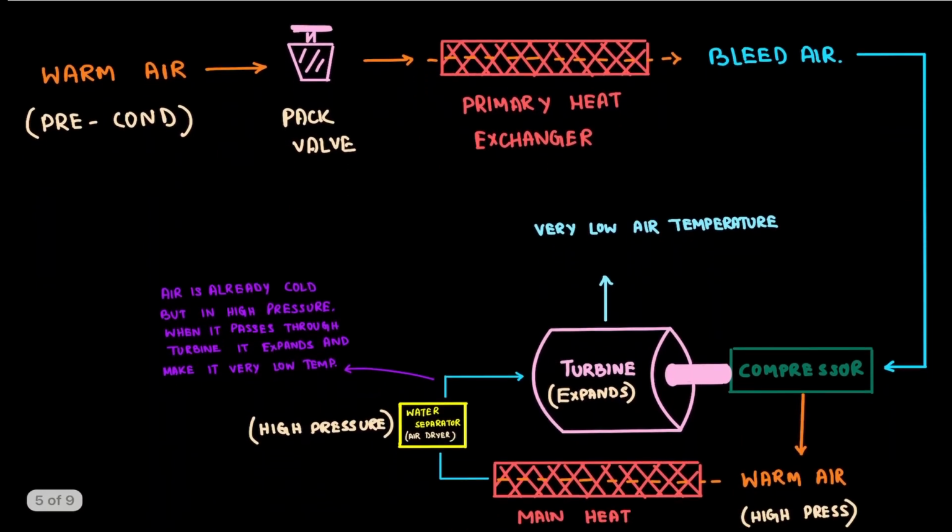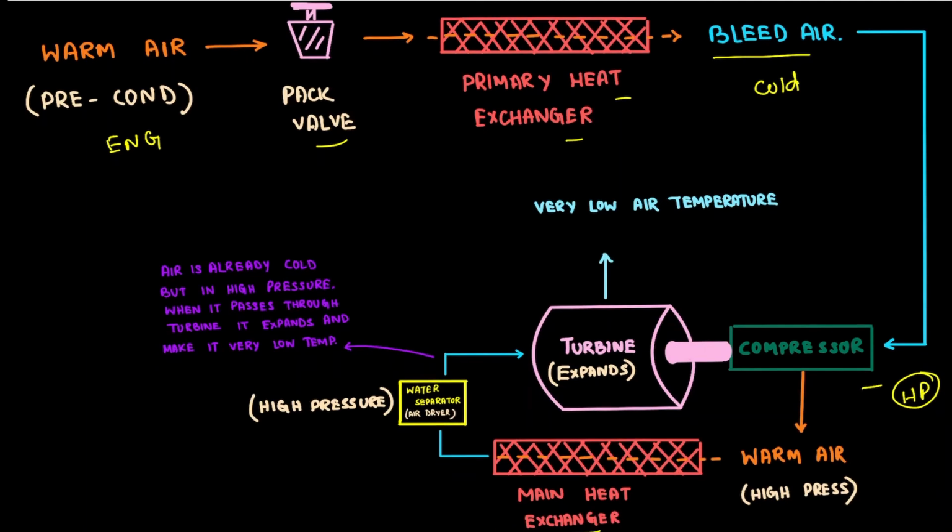Moving to the next, this is the simplified diagram of it. I have just drawn it. The warm air coming from the engine comes through the pack flow control valve. Then it goes to the primary heat exchanger. The bleed air is cooled, at normal pressure, and goes to the compressor, where it gets high pressure. The warm air with high pressure goes to the main heat exchanger and cools down. So here it is at high pressure and low temperature.